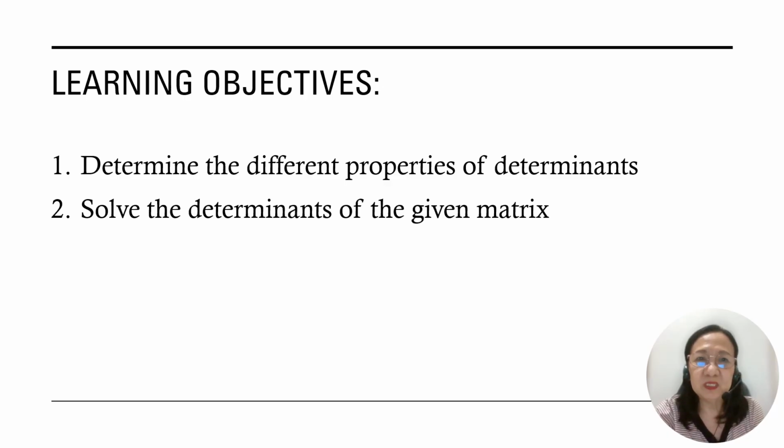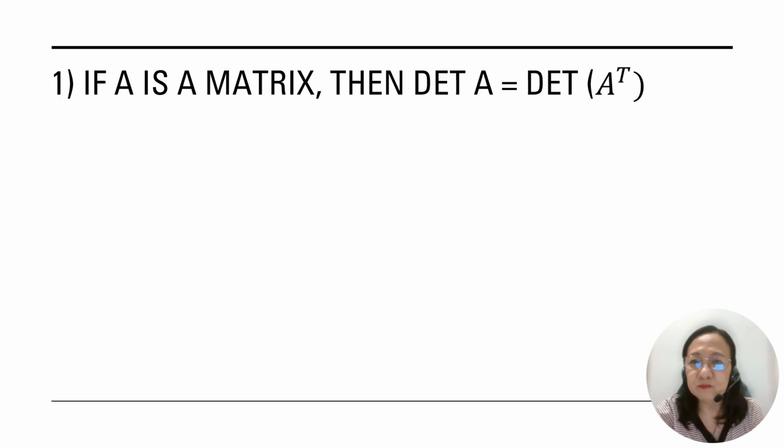For our learning objective, we're going to determine the different properties of determinants and we're going to solve determinants of the given matrix. So for the first property, if A is a matrix, then the determinant of A is equal to the determinant of its transpose.